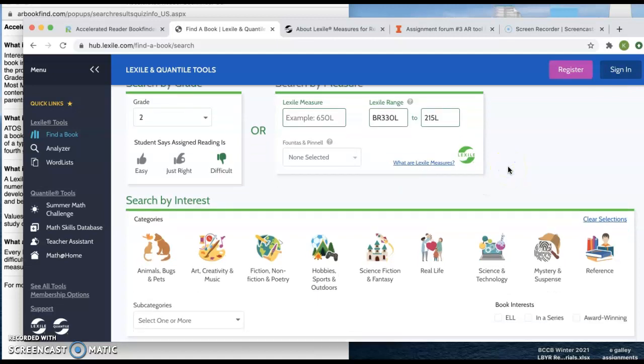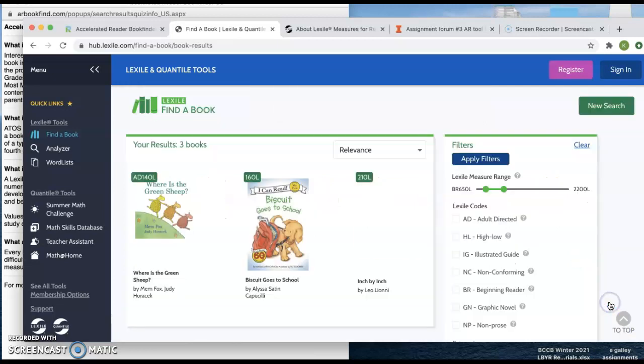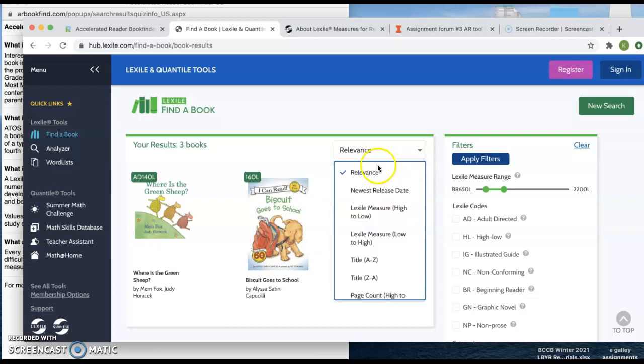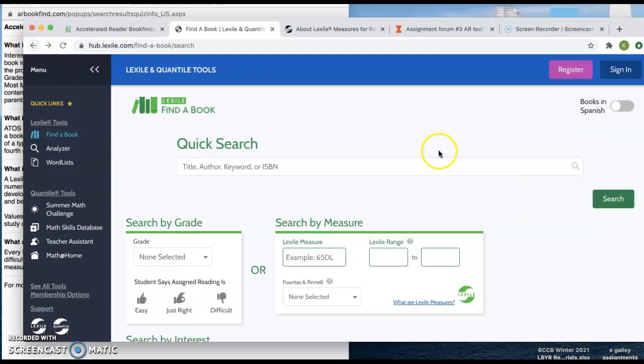So let's see. I know that we like to say that she liked animals. And let's do maybe award winning this time around. I don't know what we'll find, but let's give it a shot. All right, so there's a lot of I can read books. If we sort by Lexile measure high to low, we can find some of these. Oh, we didn't get a whole lot, did we? We only got 3 books.